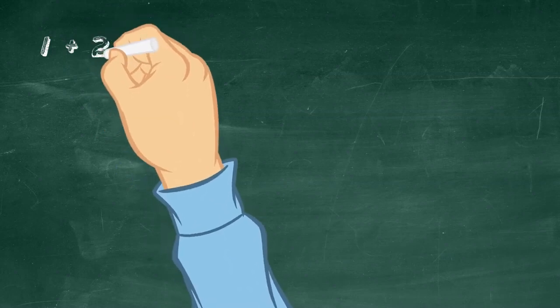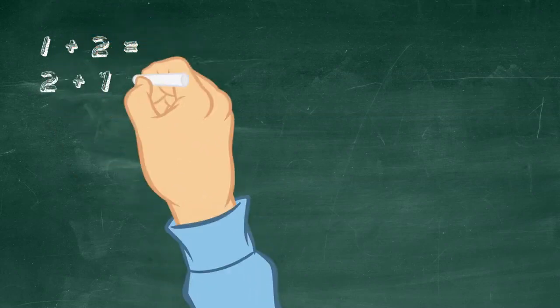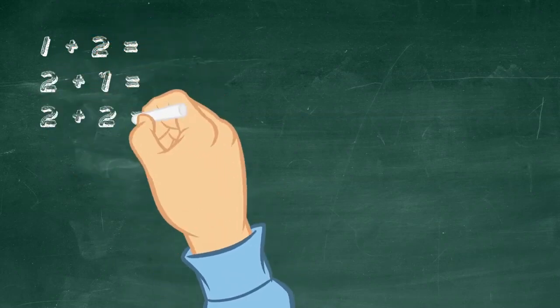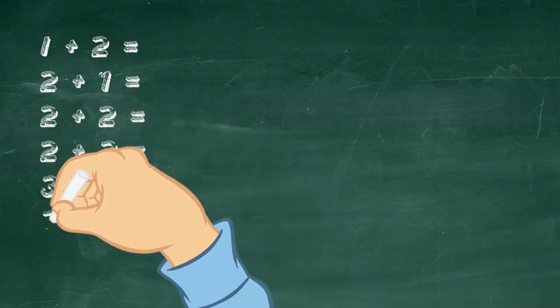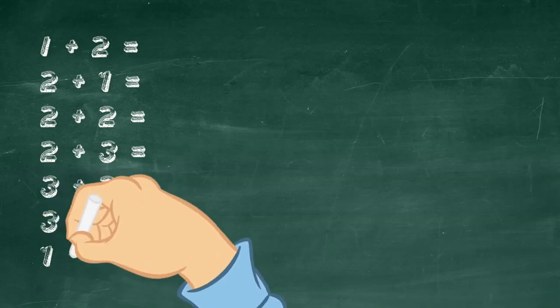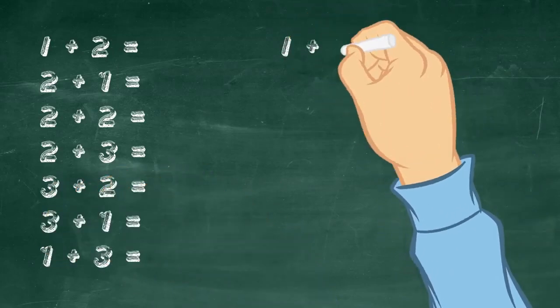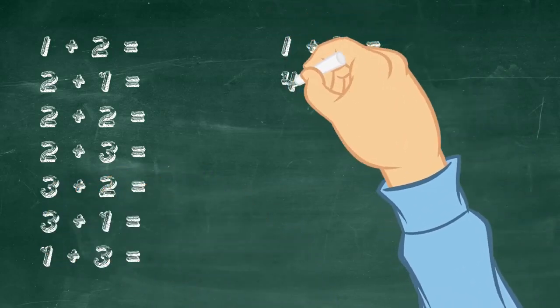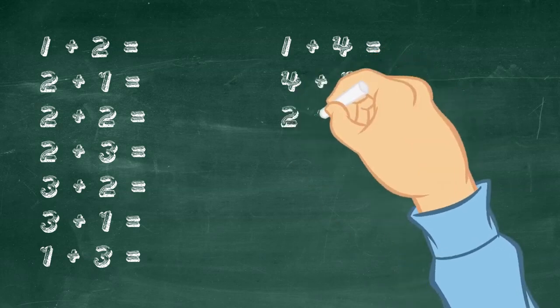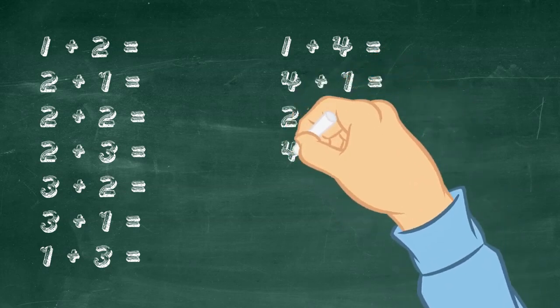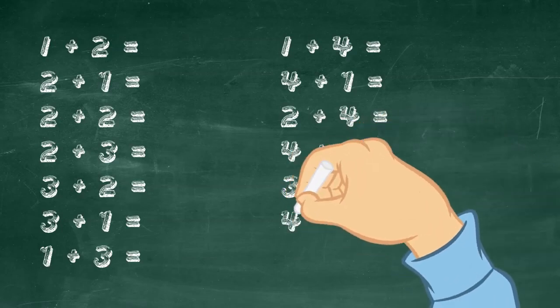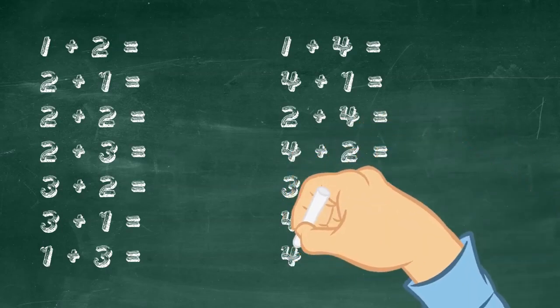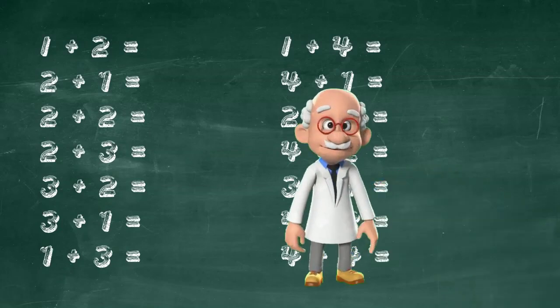Now let's see. 1 plus 2 equals, 2 plus 1 equals, 2 plus 2 equals, 2 plus 3 equals, 3 plus 2 equals, 3 plus 1 equals, 1 plus 3 equals, 1 plus 4 equals, 4 plus 1 equals, 2 plus 4 equals, 4 plus 2 equals, 3 plus 4 equals, 4 plus 3 equals, 4 plus 4 equals.